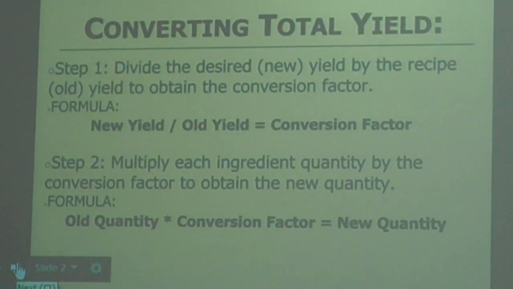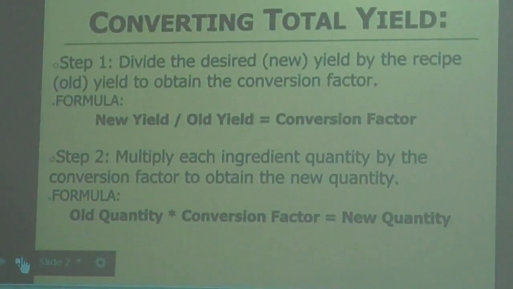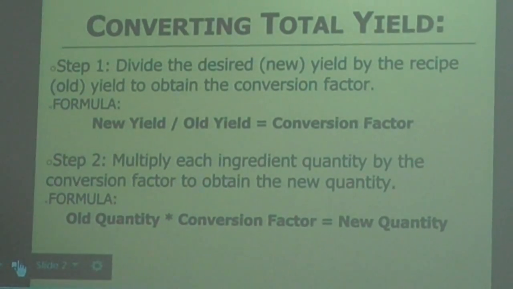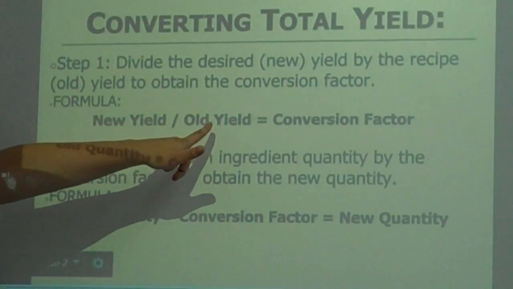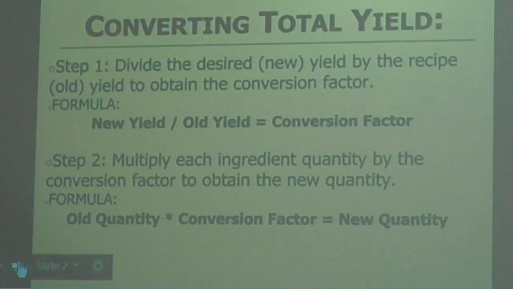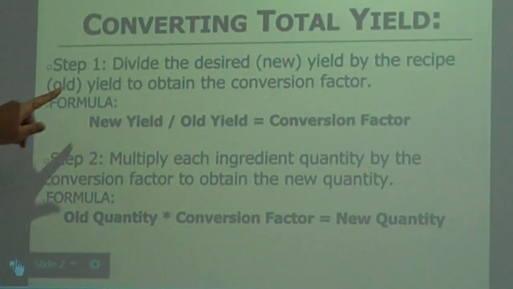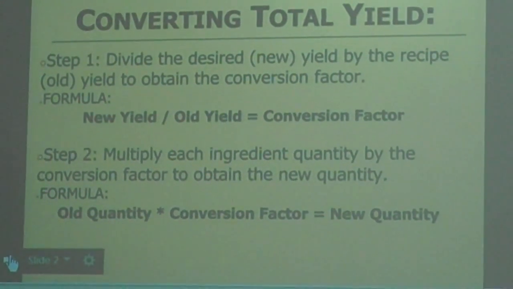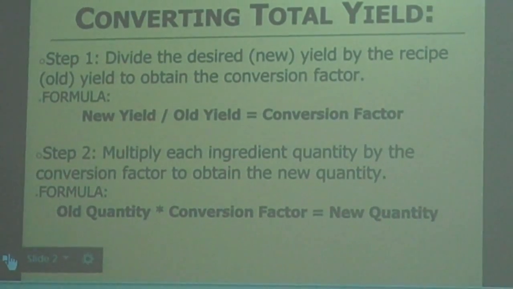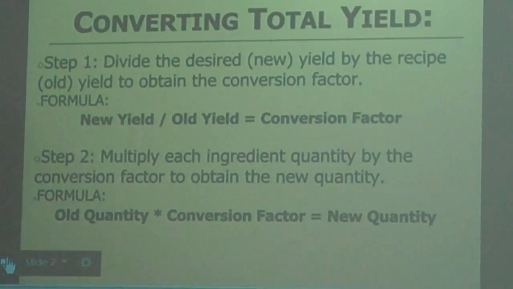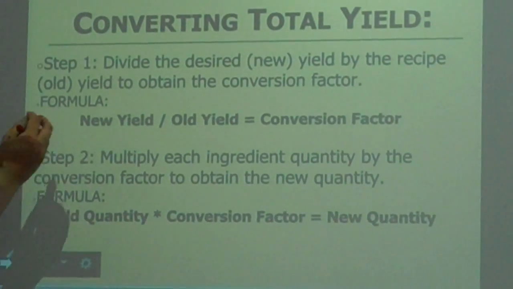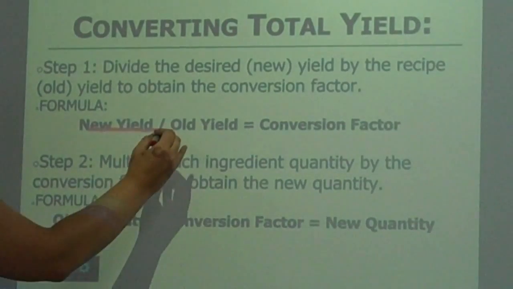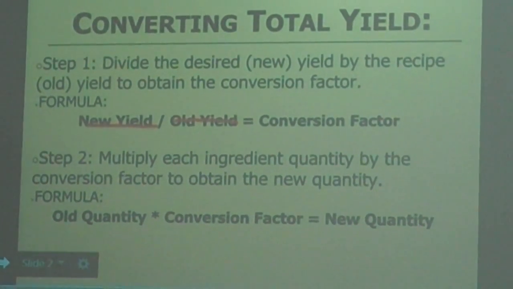Now there's a very simple formula that you're going to use in almost every single problem that we give you. It is divide your new yield by old yield, and it gives you what's called the conversion factor. So the step is written right out here. Divide the desired new yield by the recipe old yield to obtain your conversion factor. Now it's going to be different in every problem, so it's very important that you're actually reading your recipe. You're going to be looking for that new yield, whatever the problem is asking you, and then you're going to be looking for that old yield.